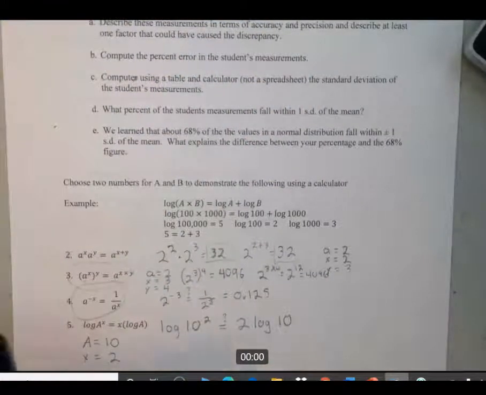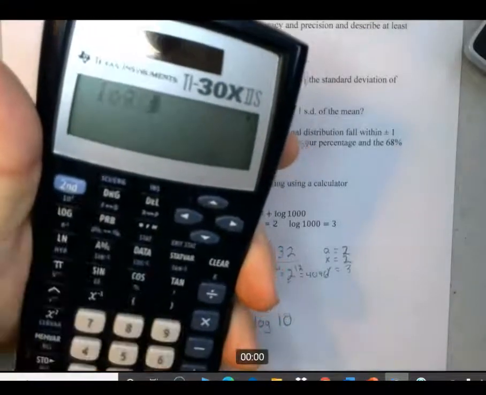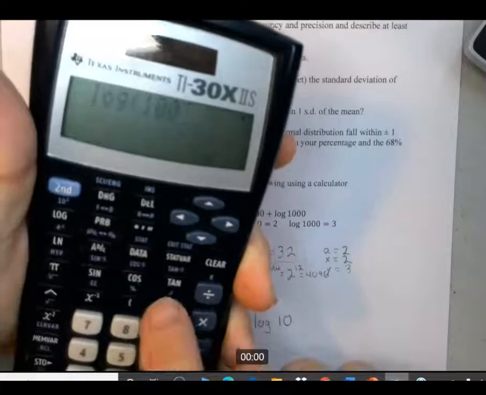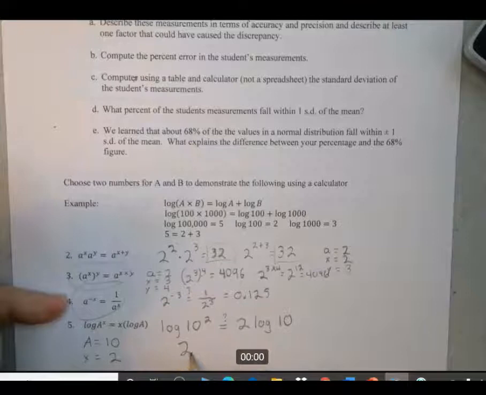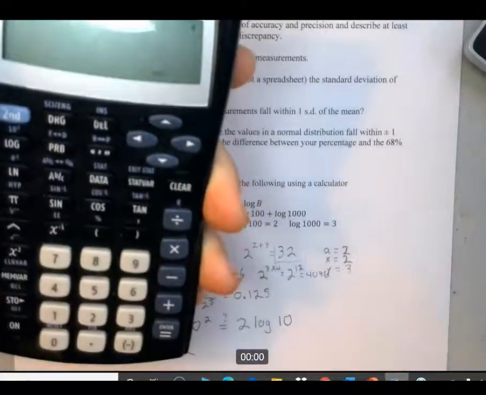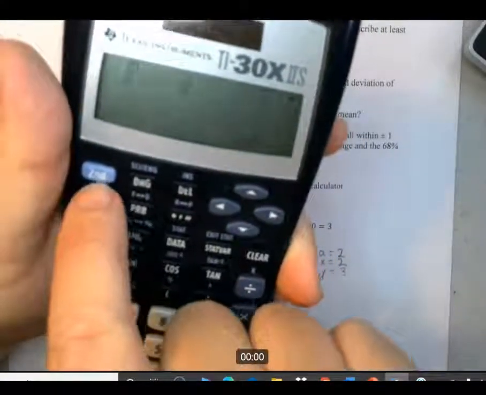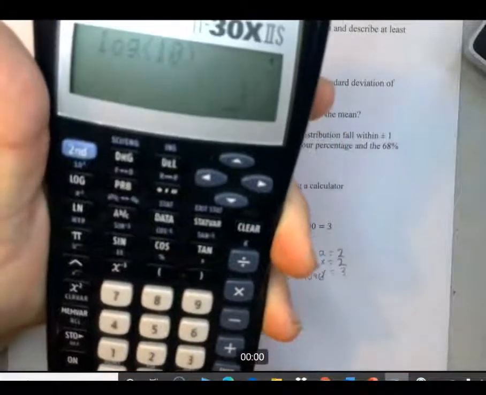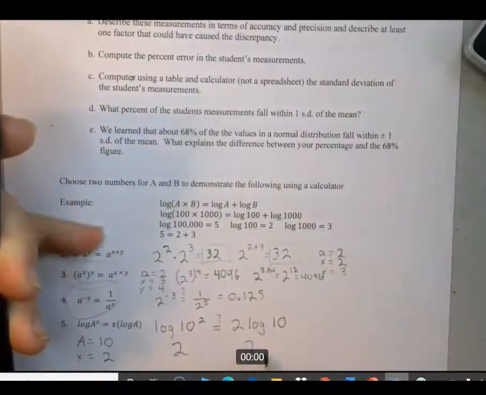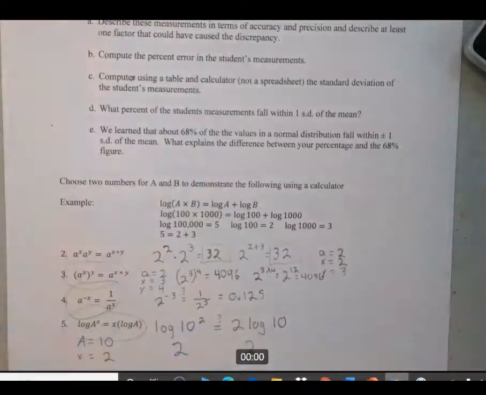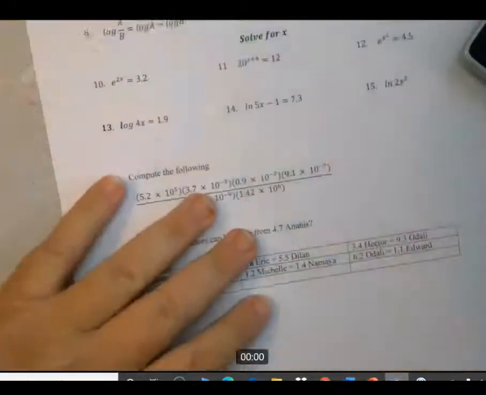Okay, so 10 squared we know is 100, so the log of 100. So here I'm hitting log and 100. Close the parentheses, and that gives you 2. Okay, or 2 log 10. So let's take log 10 first. Log 10, close the parenthesis, gives you 1, and 1 times 2 gives you 2. So they both equal 2. So that's a valid principle. Okay, these aren't hard, just testing out, see if these things work.